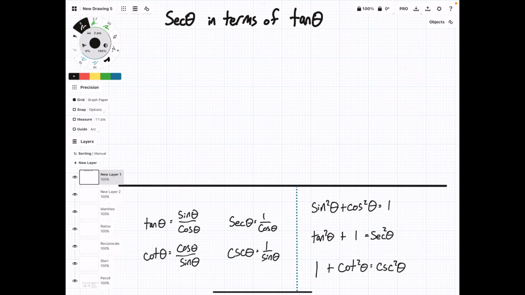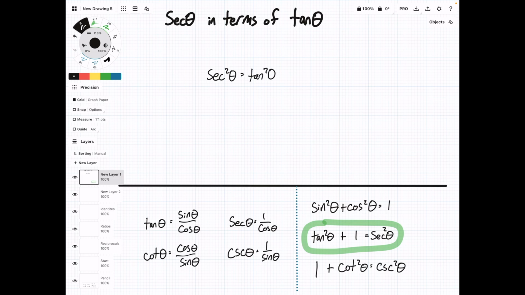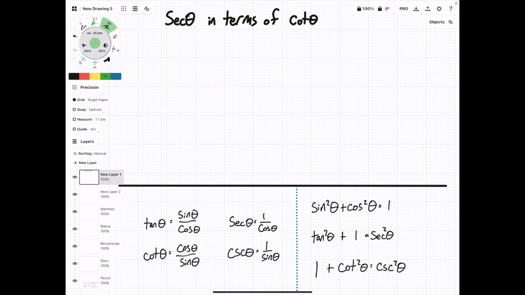To write secant theta in terms of tangent theta, we really just need this one identity here. And all we're going to do is solve it for secant. So let's write it like this. Secant squared theta equals tangent squared theta plus 1. Take the square root of each side. Secant theta is equal to plus or minus square root of tangent squared theta plus 1. And that's it.